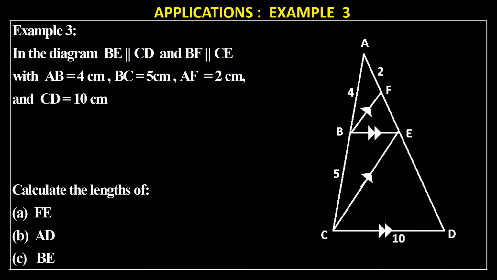Here we have a diagram with PE parallel to CD, and we have BF parallel to CE. So let's say BF parallel to CE, let's put that in green, and the BE parallel to CD, let's put that in yellow. So it's much easier for us to distinguish there. We've got AB is 4 and BC is 5 and AF is 2 and CD is 10. And these are the lengths that we have to calculate, which we'll do in the next slide.